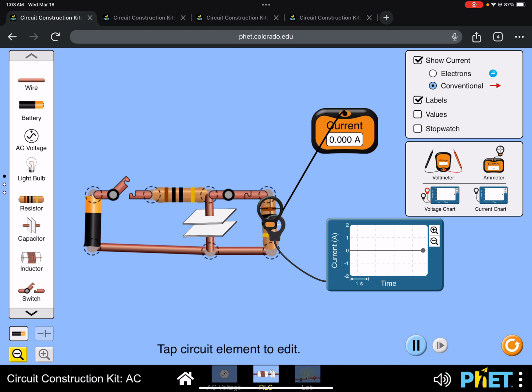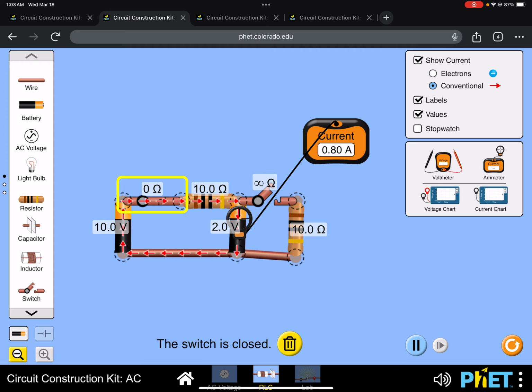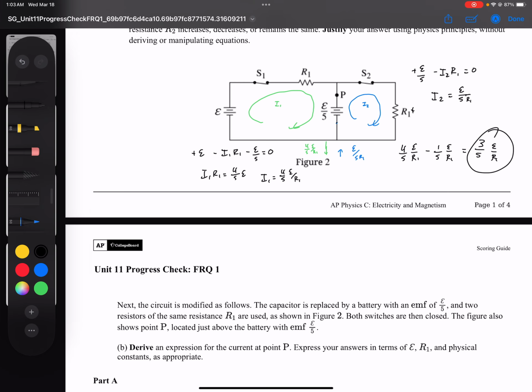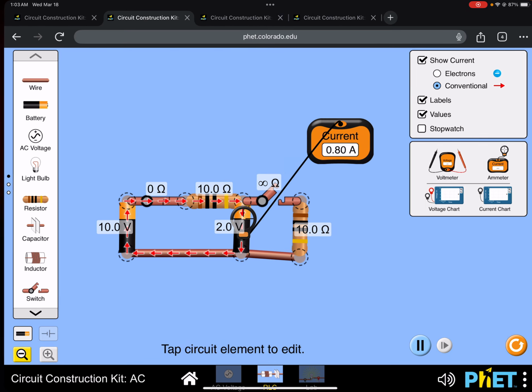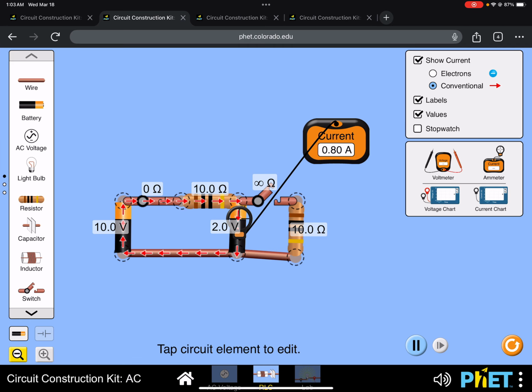So that's the green loop here from the problem. I have 4 over 5 epsilon over R1 going into the battery, and I have epsilon over 5 R1 going out of the battery. If I combine those two together, I end up with 0.6 amps going into the battery.